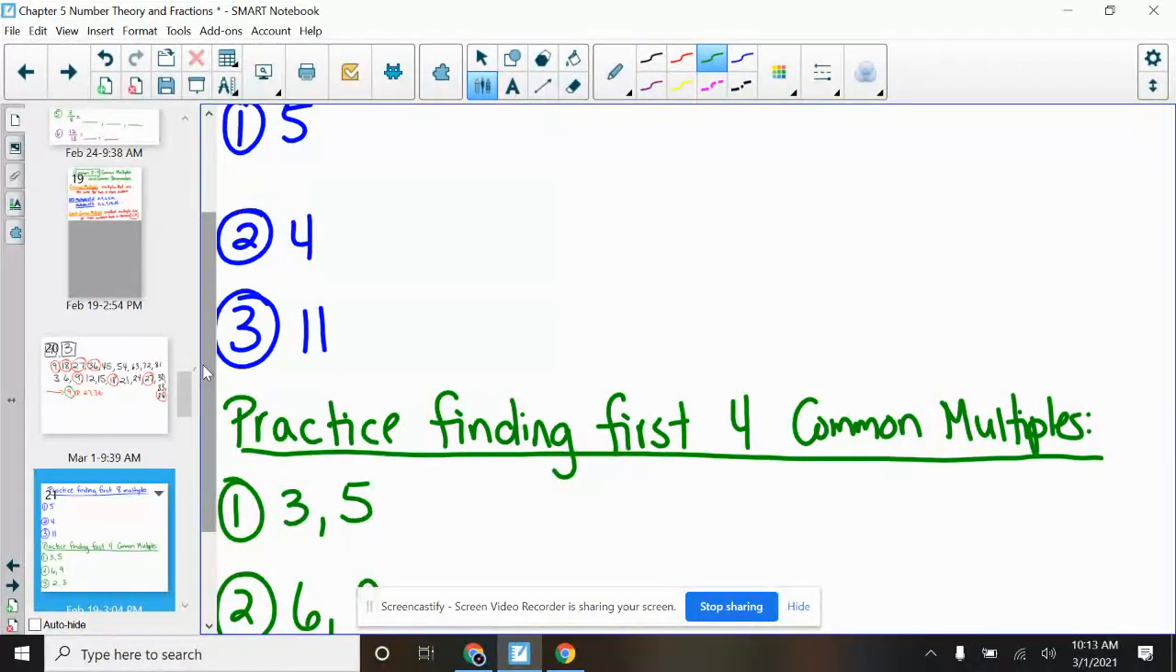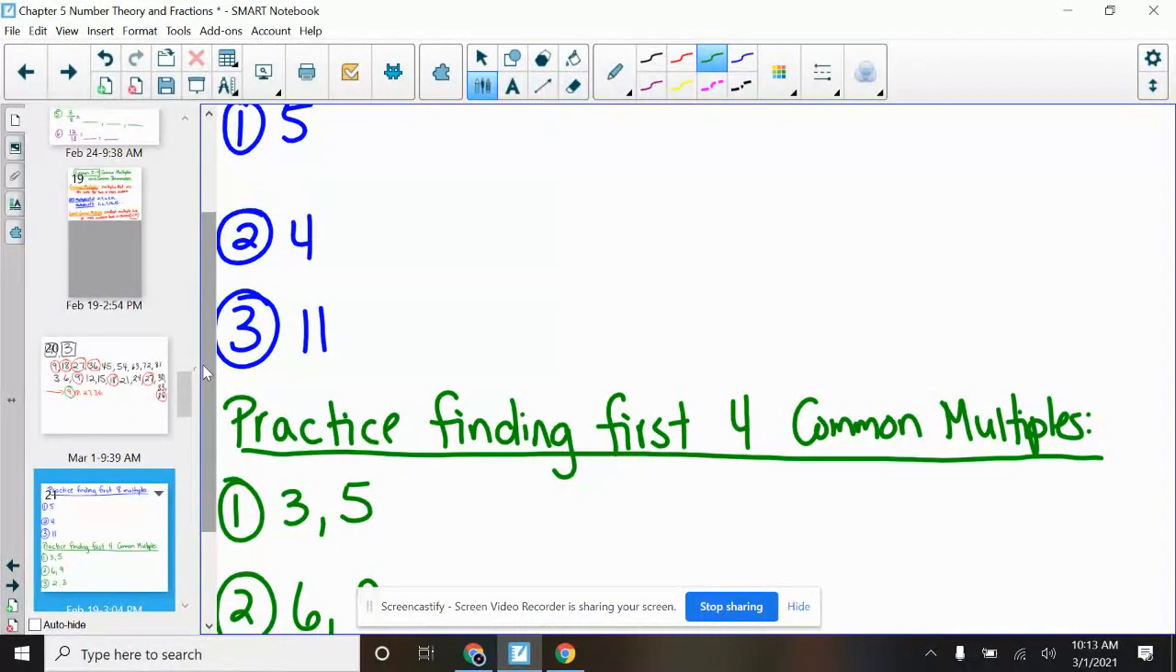Cassie, do you have a question? No, not if you do your multiplication facts for 4. So you got 4 times 1 is 4, 4 times 2 is 8, 4 times 3 is 12, 4 times 4 is 16. Okay, and we'll keep on going, okay?